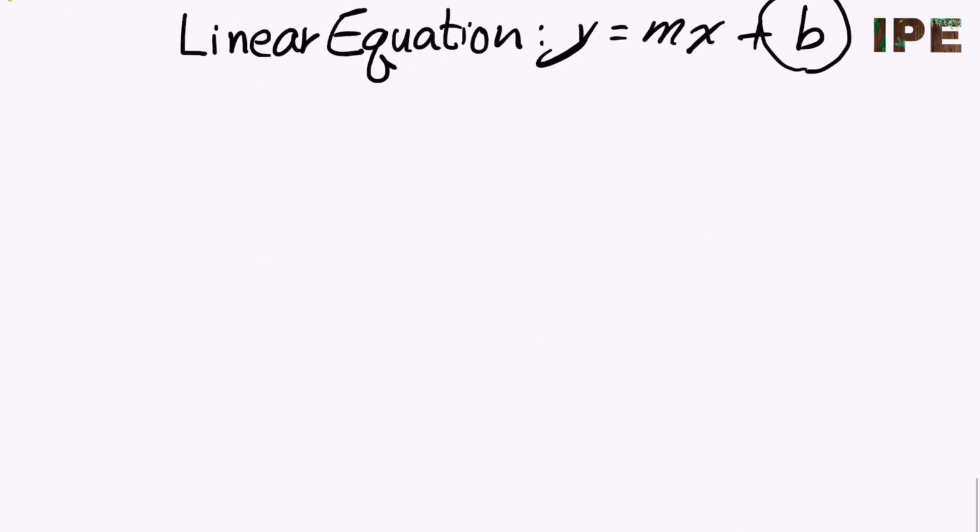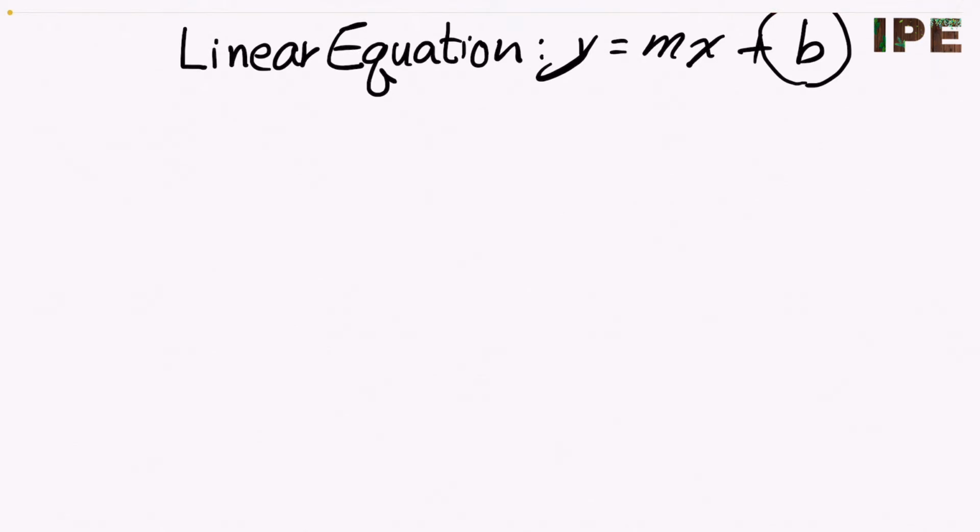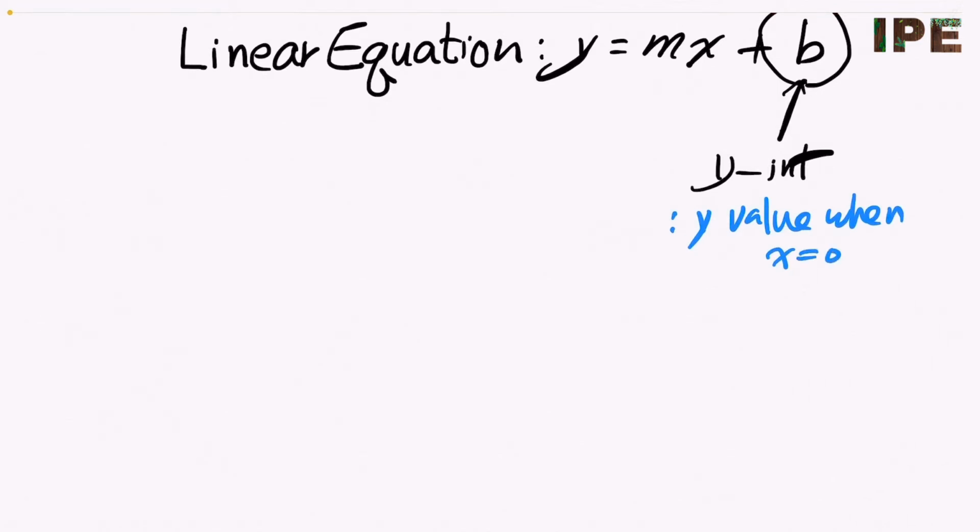What is b? B is the y-intercept. Y-intercept is the y value when x equals 0. So basically, to find the y-intercept, just plug in 0 for x and then find the y value. It's very simple, right?